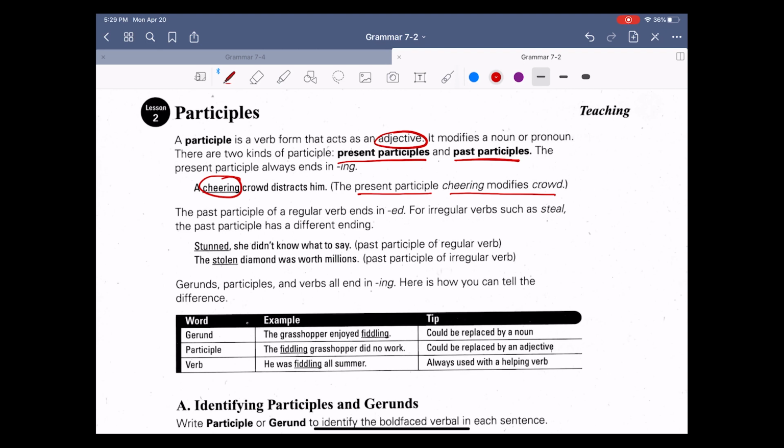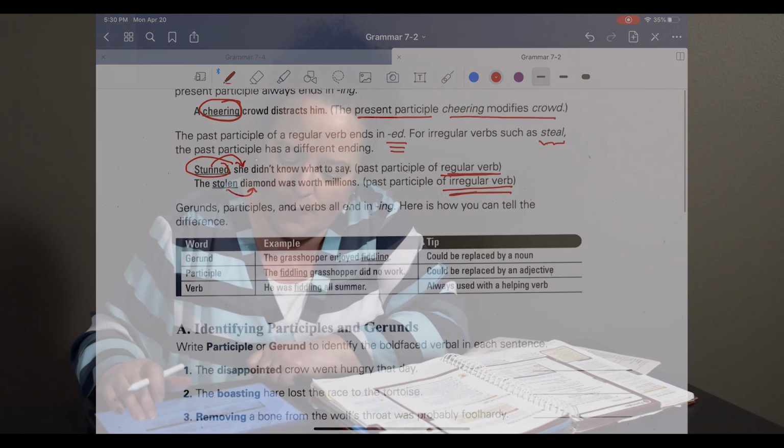The past participle of a regular verb ends in ed. For irregular verbs such as steal, the past participle has a different ending, okay? So because it is an irregular form. Stunned, she didn't know what to say. Stunned is the regular form, the past tense, ed. Stunned is describing she. The stolen diamond, here it's an irregular verb, stolen. The stolen diamond's telling you about diamond was worth millions, so it's a past participle.